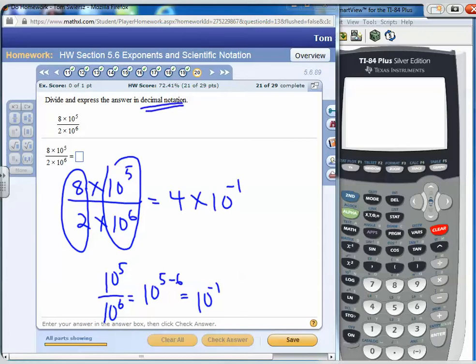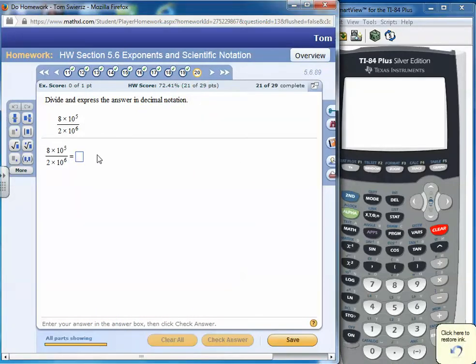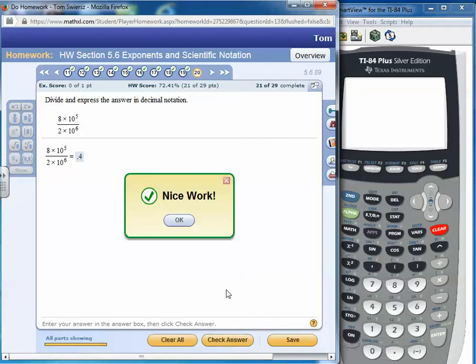Now notice decimal notation. -1 means we're dividing by 10, so the number's going to get smaller. So we move the decimal from the right of 4 to the left of 4. We move it over one place, so we get 0.4. That would be our answer in decimal form. You can just put in 0.4.